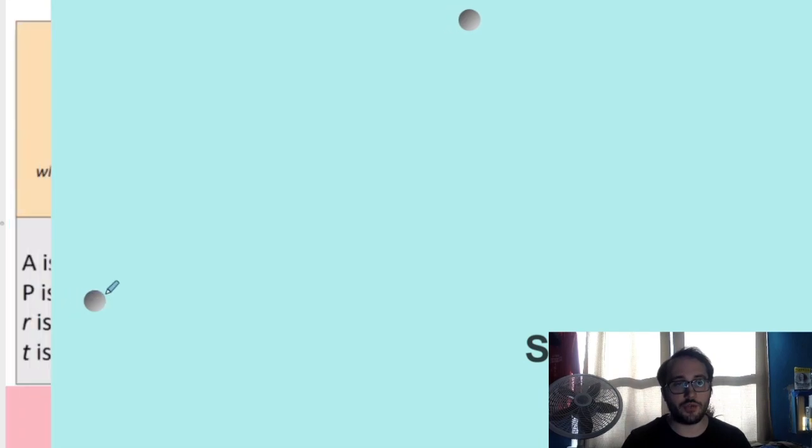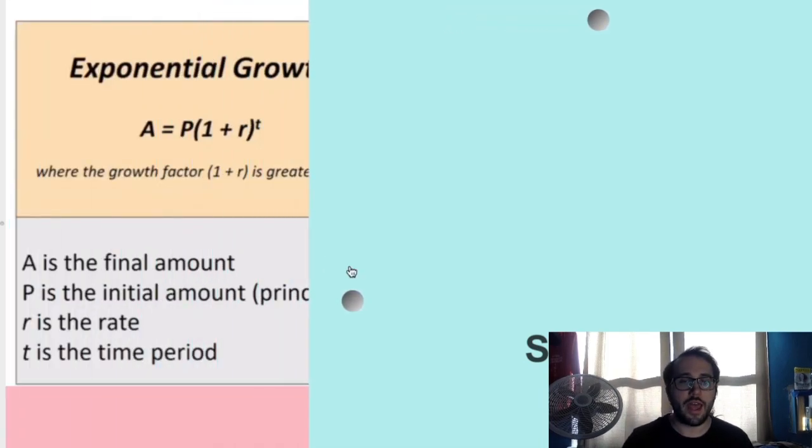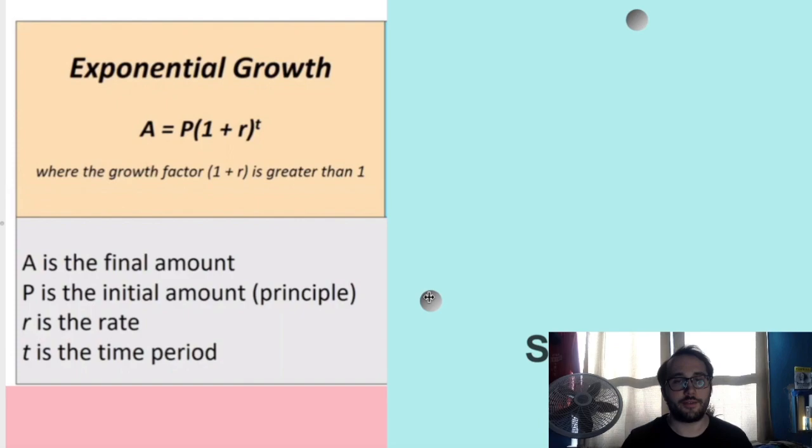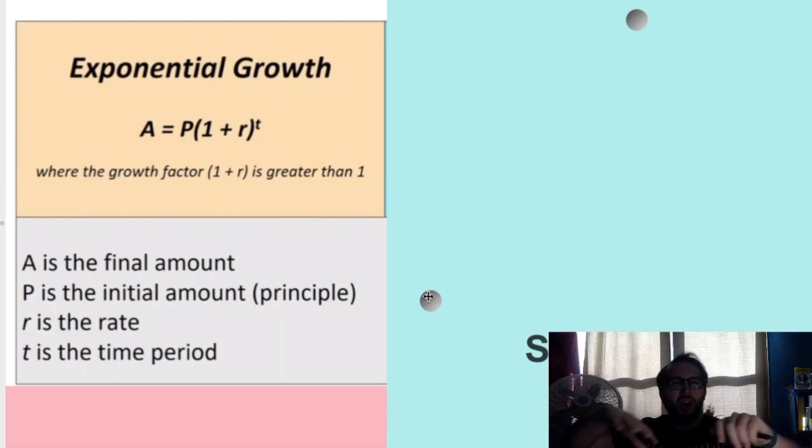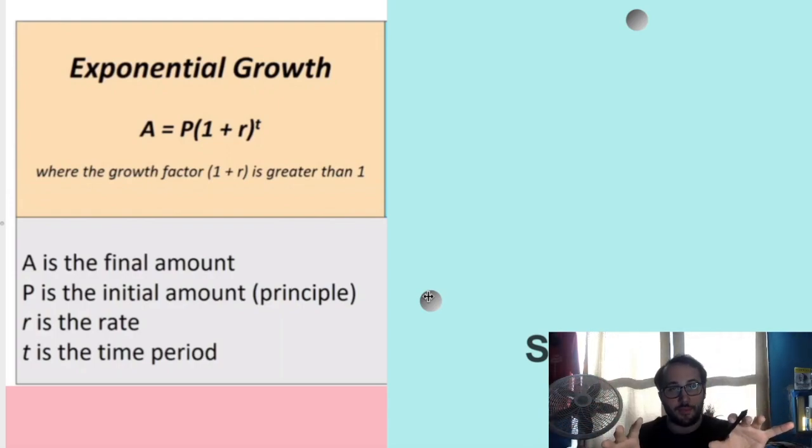The first thing that you learned is what exponential growth is. Just like when you learned linear functions, y equals mx plus b, all those letters represented something. For exponential growth, we have a similar function: A equals P times (1 plus r) to the t.